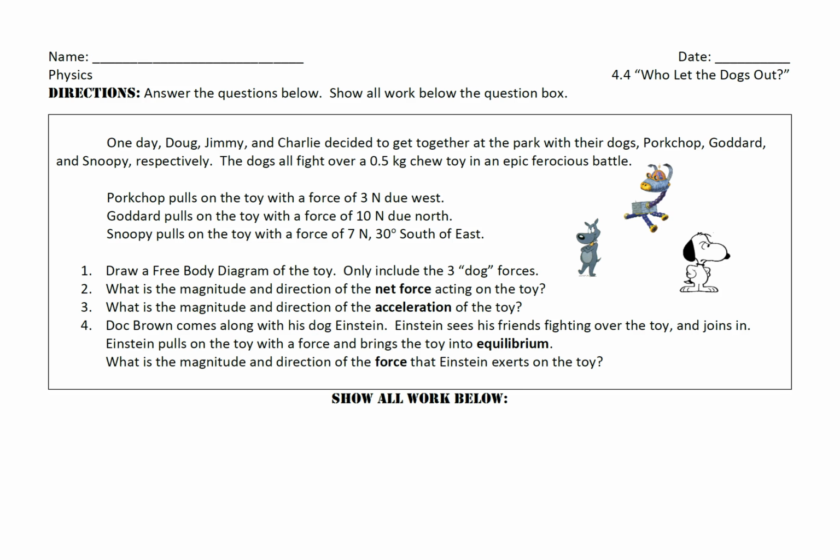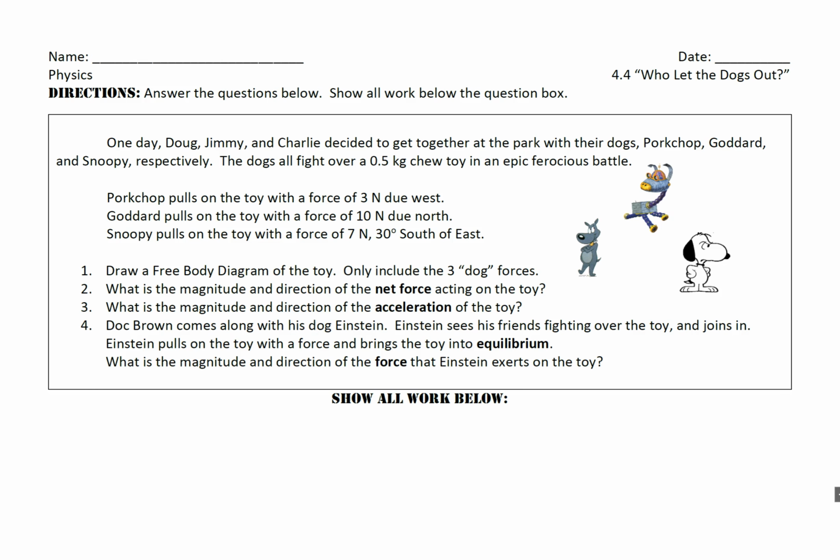Weird angle here. 30 degrees south of east, what is that? It says draw a free body diagram of the toy. Only include the 3 dog forces. I put this in here because you don't have to include the weight of the chew toy. We're going to be doing that in later assignments. So no FG, no force due to gravity, just the forces of the dogs.